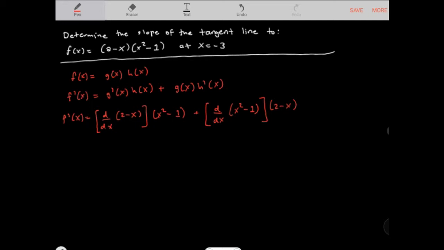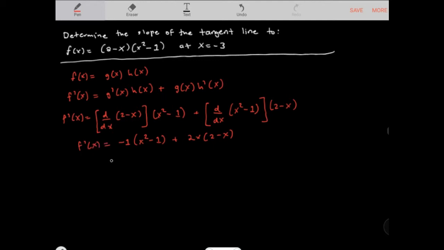Once I find the general derivative function, then I have to plug it in to find the slope of the tangent at x is equal to negative 3. So if we simplify this out, the derivative of 2 minus x is basically just the derivative of negative x, which is negative 1, times x squared minus 1, plus the derivative of x squared minus 1, which is basically 2x, times 2 minus x. This is f prime of x.